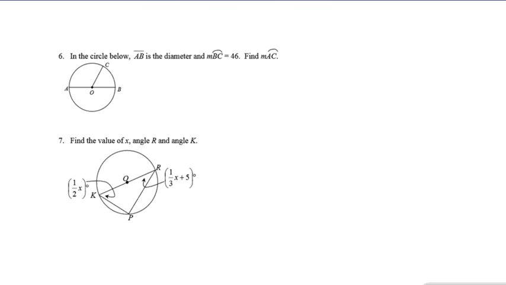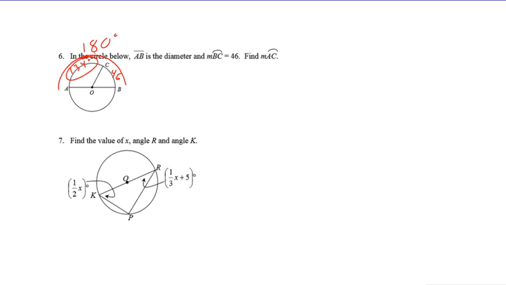First thing to do here is just put all the information in there. We know AB is the diameter, so this is all 180 degrees. We know that BC is 46, so AC is going to be the rest of that 180 degrees, or 134 degrees.